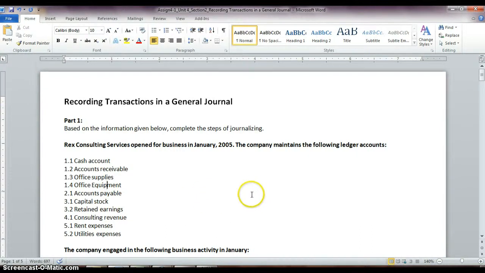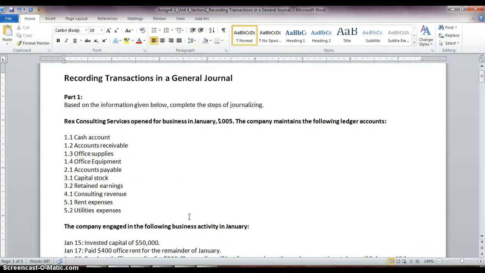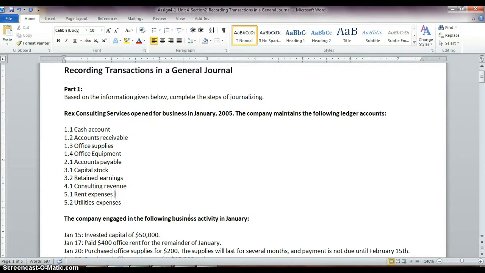Okay, so again, since we missed our class connect yesterday, I just wanted to go over the upcoming assignments with you guys. This is part 1 of your recording transactions in a general journal assignment. Some of the new things you're going to see in this assignment: we've been working with T accounts, so now we're going to transfer those T accounts over into a general journal.